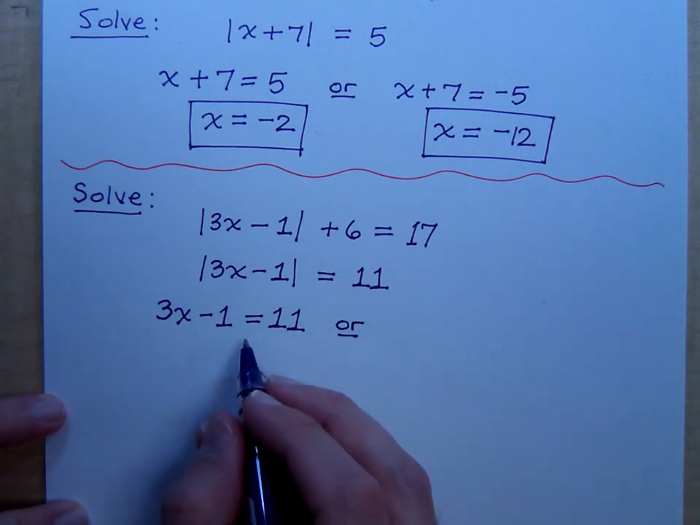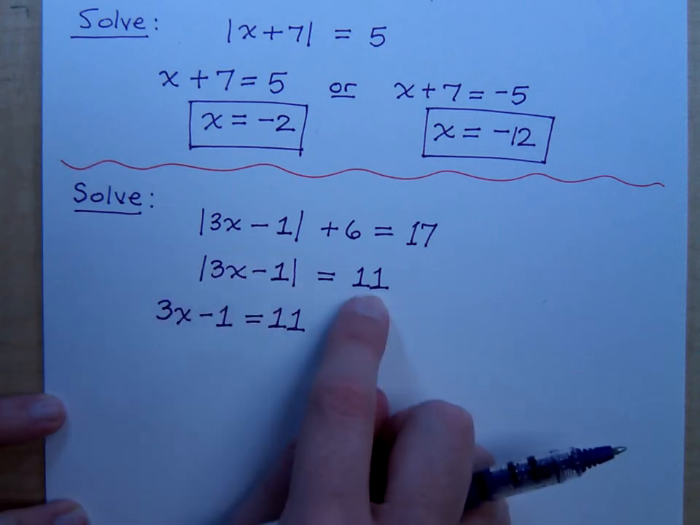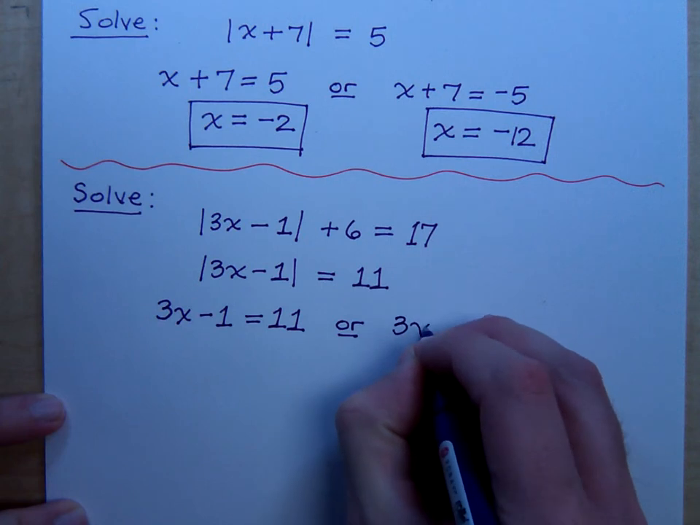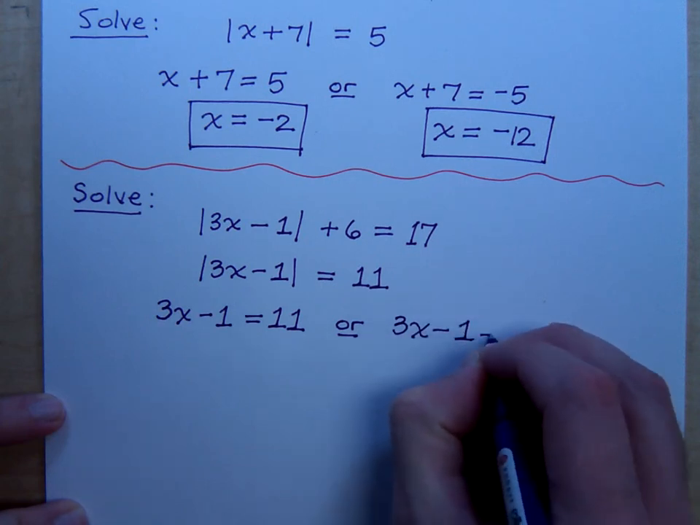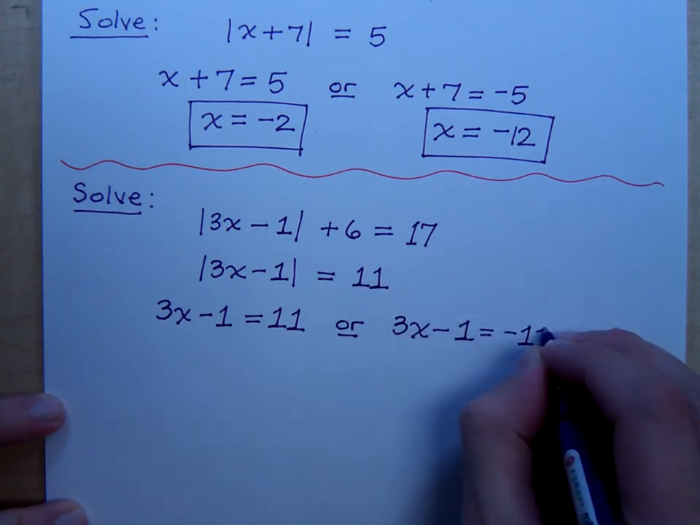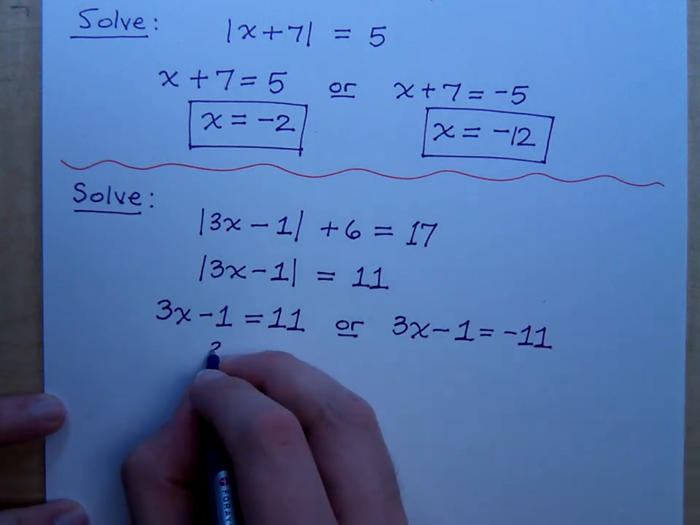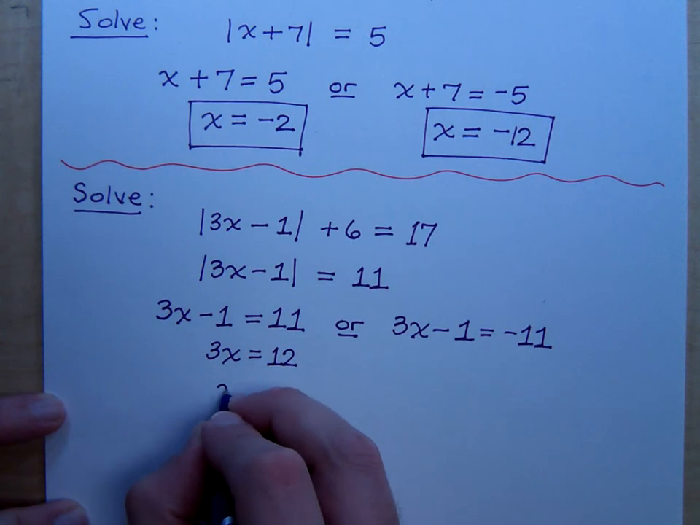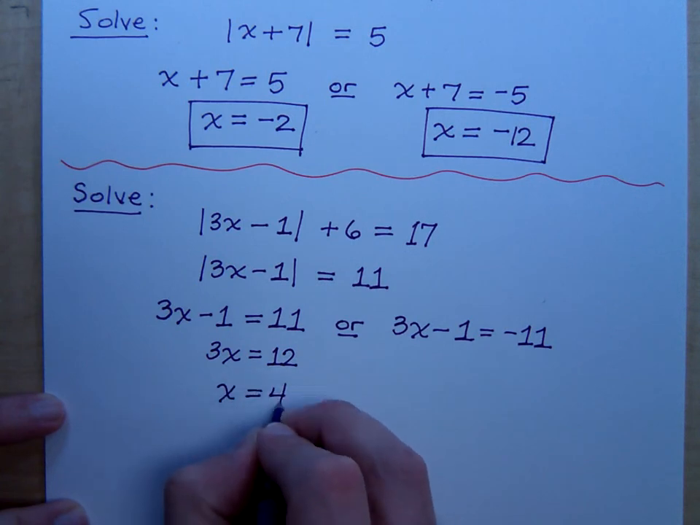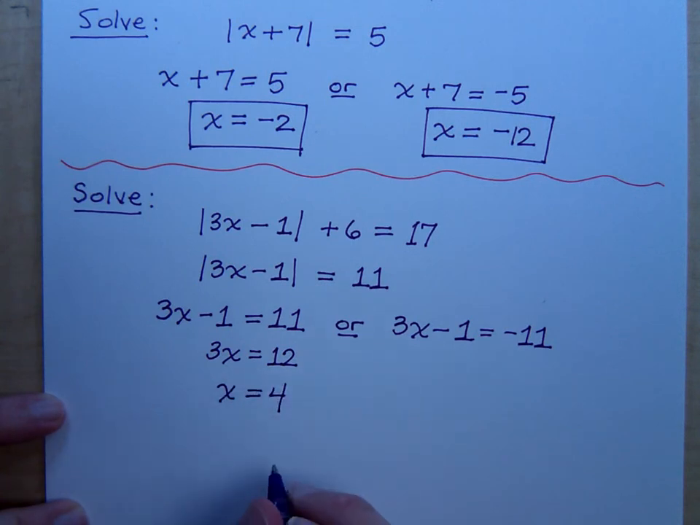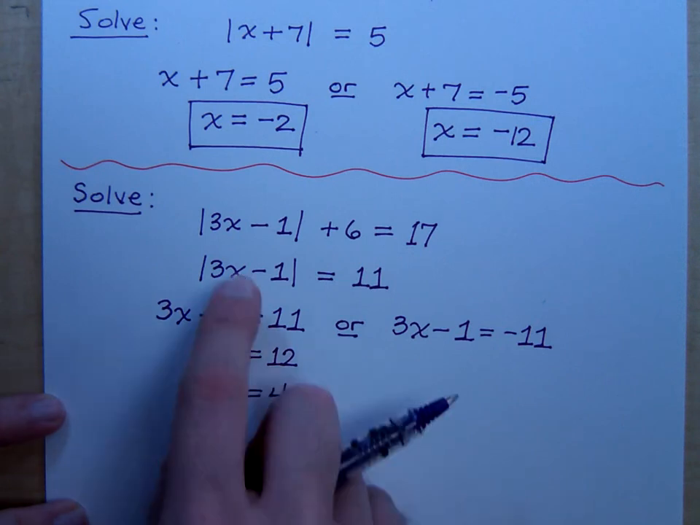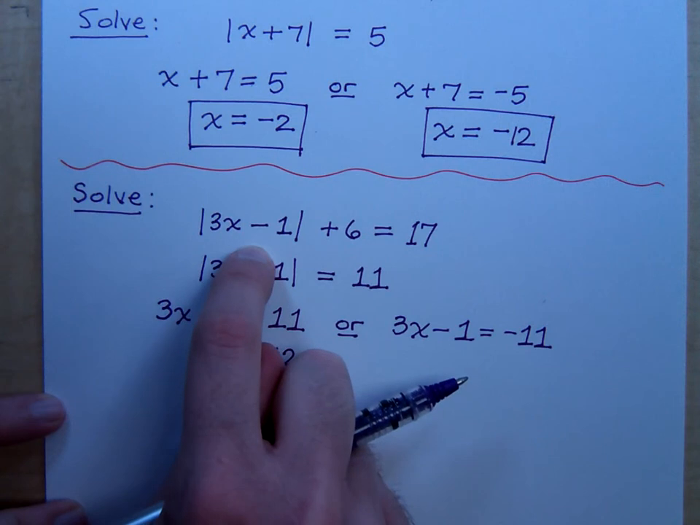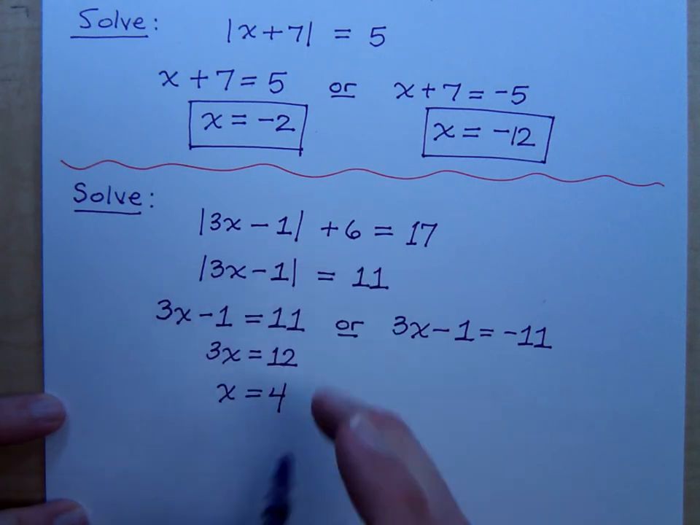So we know the inside here has to equal 11, or the inside here has to equal the opposite of that, which is negative 11. So here, when you move the 1 over, you have 3x is equal to 12, and then x is equal to 4. And Zach has already plugged that in and verified that when I plug in 4, it's 12 minus 1 is 11. The absolute value of 11 is 11, plus 6 is 17.